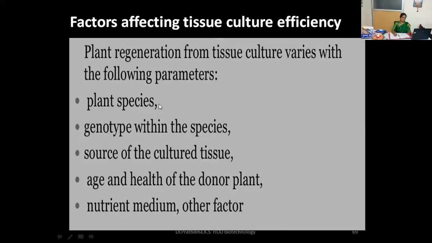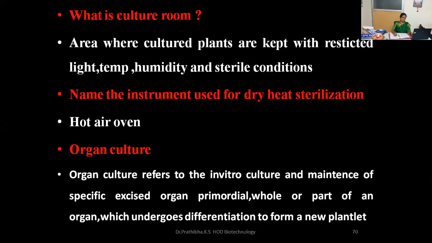Then coming to the factors affecting tissue culture efficiency. You can see plant species, genotype within the species, source of the culture tissue, age and health of the donor plant, nutrient medium, and also light and temperature. Everything matters. Based on all that, the efficiency of the tissue culture determines whether it is successful or not. Here you can see some of the important questions and answers, like what is a culture room.